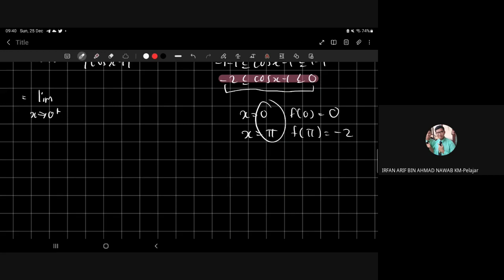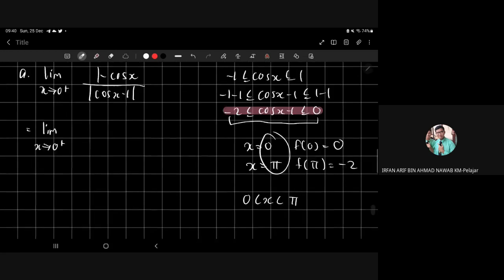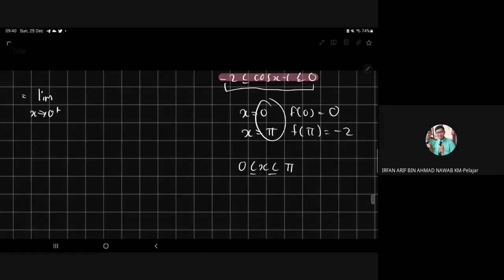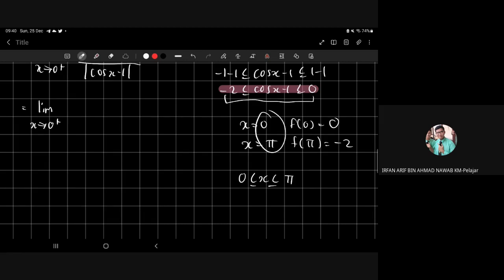Between 0 and pi, yeah, 0 ≤ x ≤ pi. So between these particular points, I'll be focusing on, because these values should give me the range. So when x is 0, it gives me 0. When x is pi, it gives me -2. So that is correct.